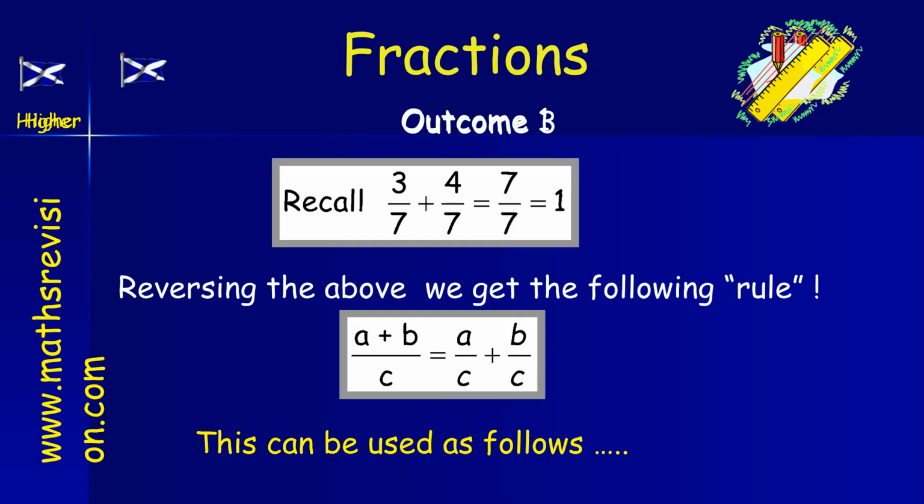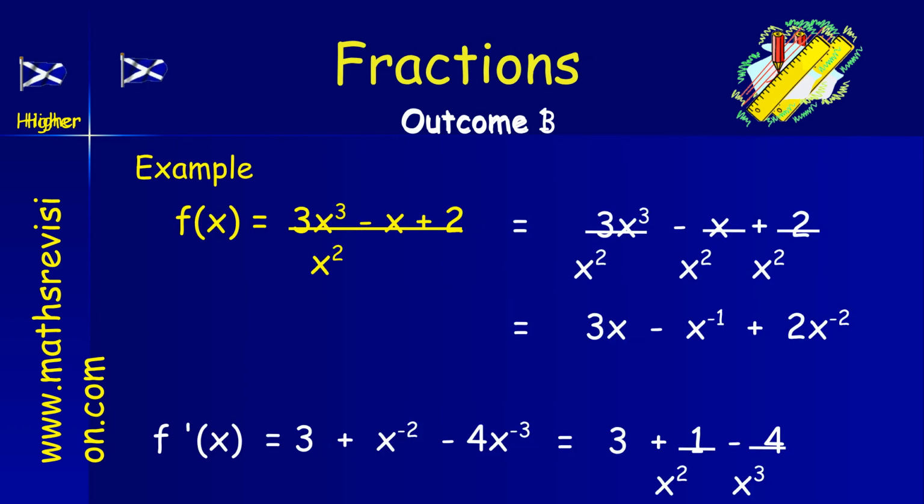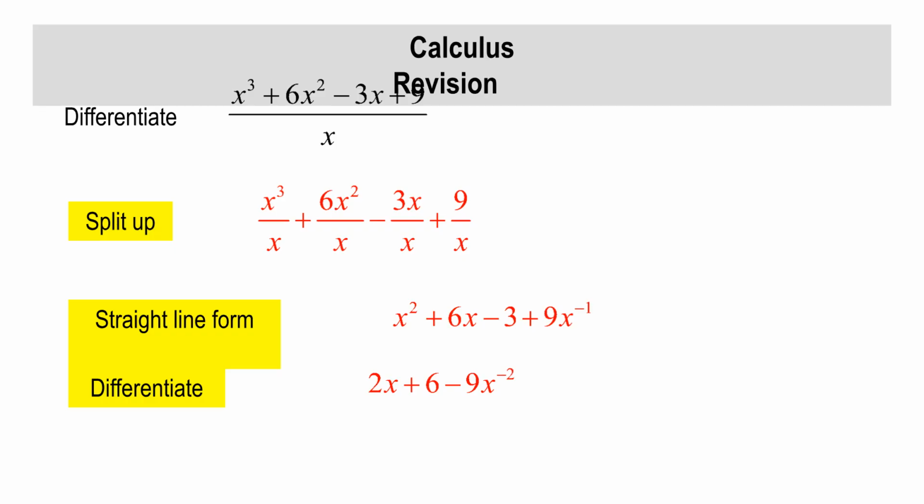Now, let's look at dealing with fractions. By reversing the previous rules, we can apply a specific method to differentiate functions that contain fractional terms. For example, if you have f of x equals (3x cubed minus x plus 2) divided by x squared, you can rewrite the fraction into a form with negative indices, making it much easier to differentiate. When you encounter these types of problems, the best strategy is to split the fraction up, rewrite each term in a linear format using negative indices, and then apply the standard derivative rules.